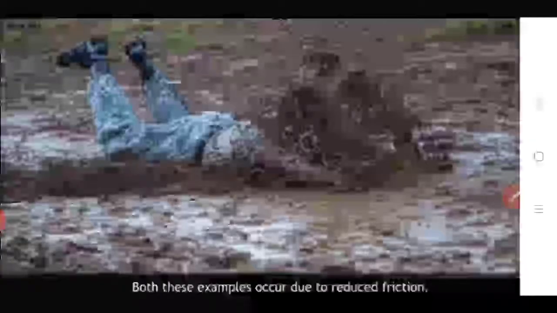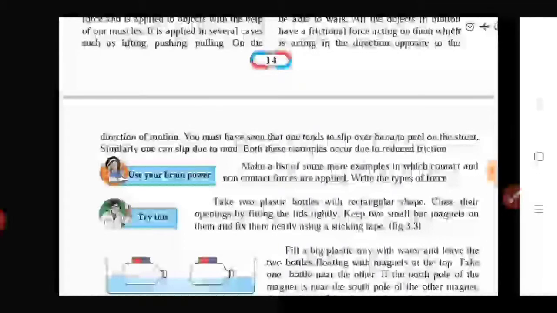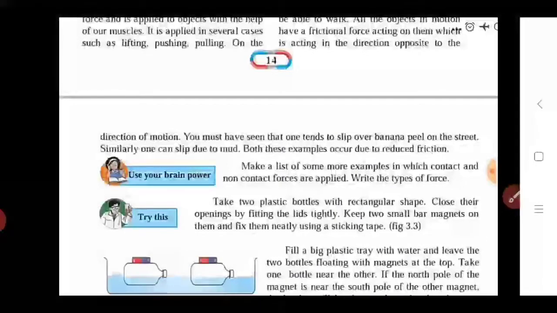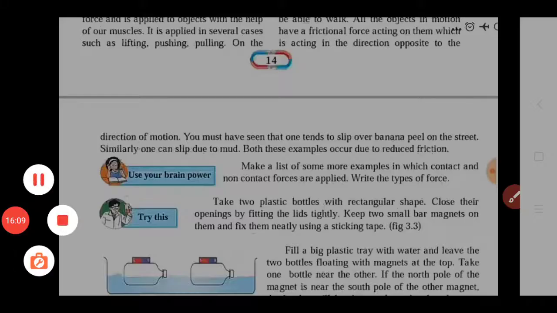So both these examples occur due to reduced friction. Reduced friction means the amount of frictional force on the moving objects gets reduced, and due to this, moving objects cannot easily move on the road. They slip, like these examples. So here we see another type of force, that is the frictional force.